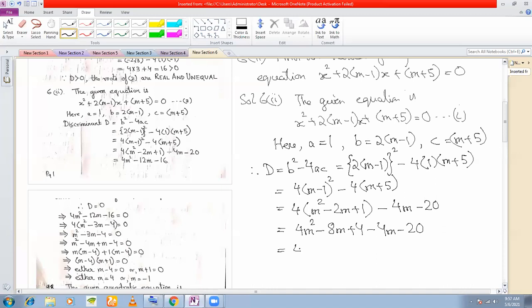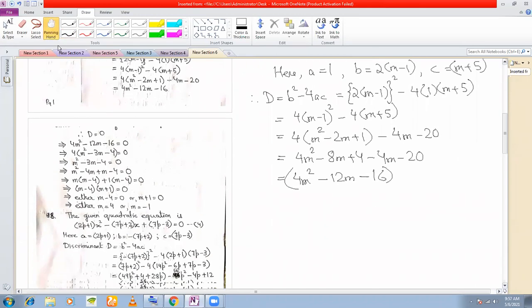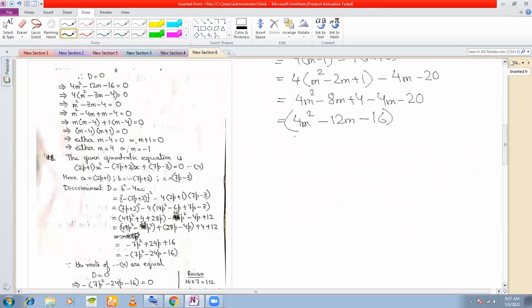I simplify this. 4m square remains as it is. You have minus 8 and minus 4, which will give you a minus 12m. And you have a plus 4 and minus 20, which will give you a minus 16. Okay, now if you see all the three terms, the HCF of all the three terms is 4, which you can take out. You get m square minus 3m minus 4.